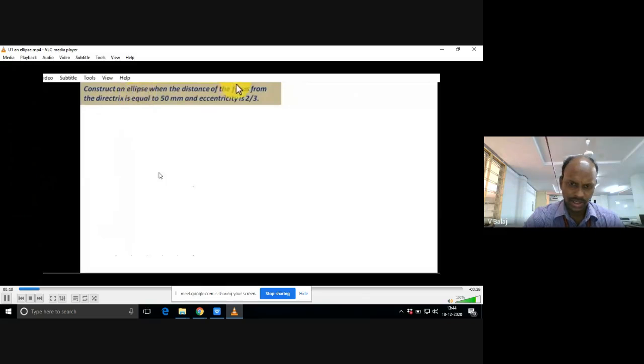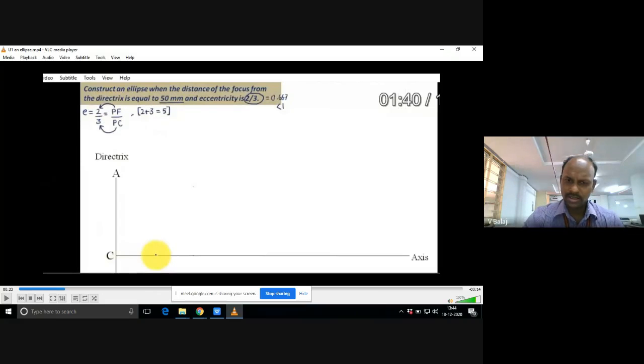Now can any one of you read what the problem on the screen is? Construct an ellipse when the distance of the focus from the directrix is equal to 50 mm and eccentricity is 2 by 3. I will explain what the axis, directrix, eccentricity, and all the important keywords in the problem are while I am drawing on the drawing sheet.